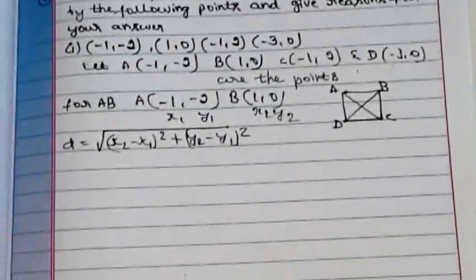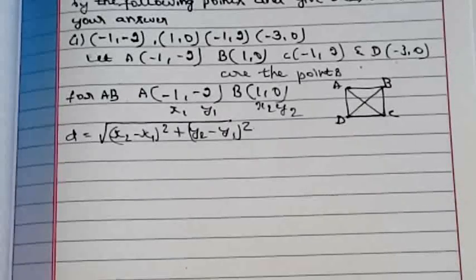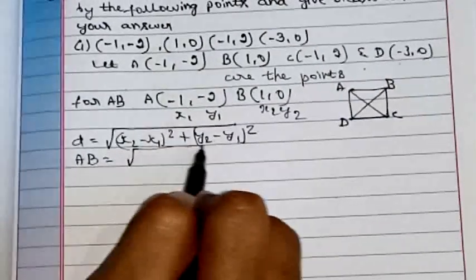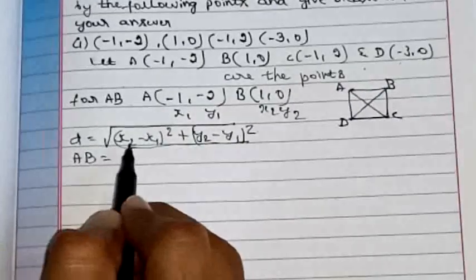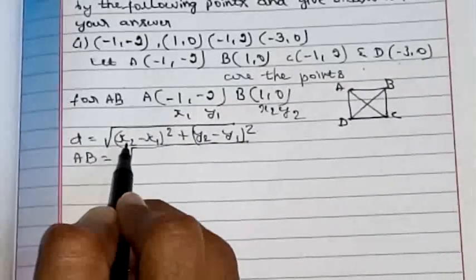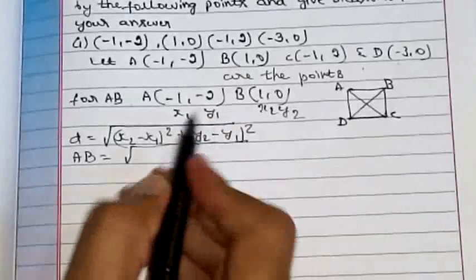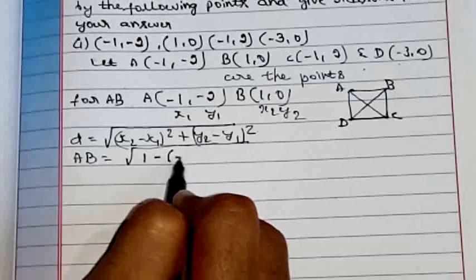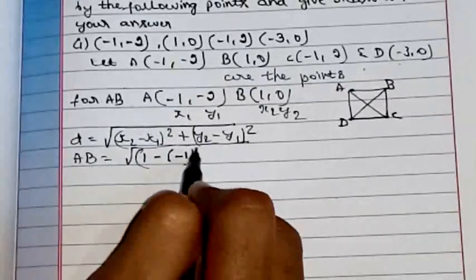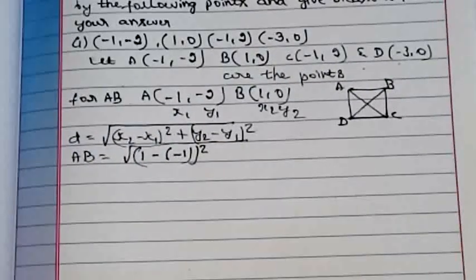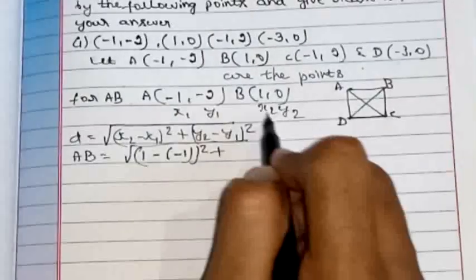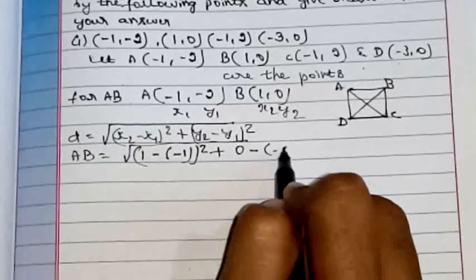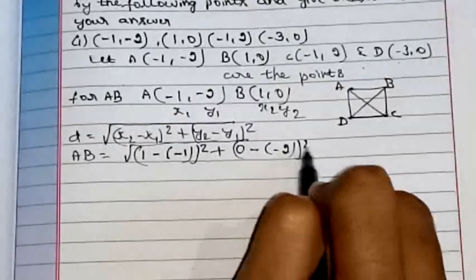So therefore you are finding the distance between AB. So let me write AB is equal to square root of, now what is the value of x2? x2 is nothing but 1, so 1 minus, what is x1? Minus of minus 1, whole square, plus what is y2? y2 is 0 minus what is y1? Minus of minus 2 whole square.